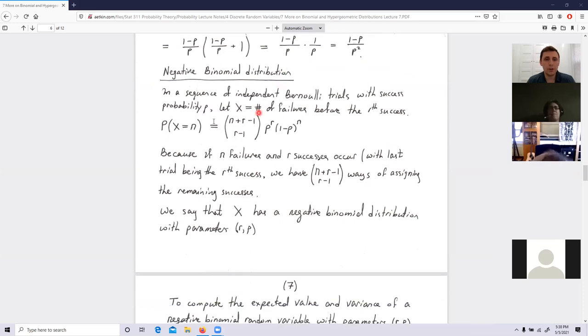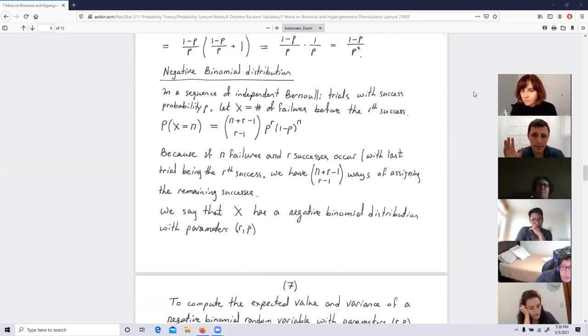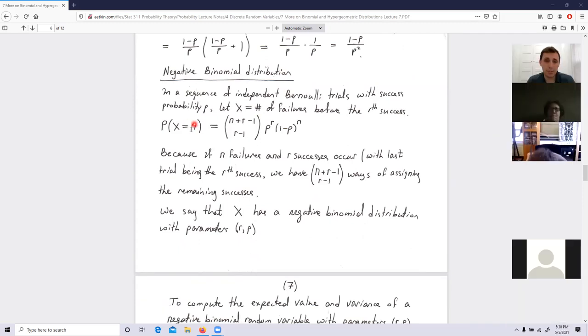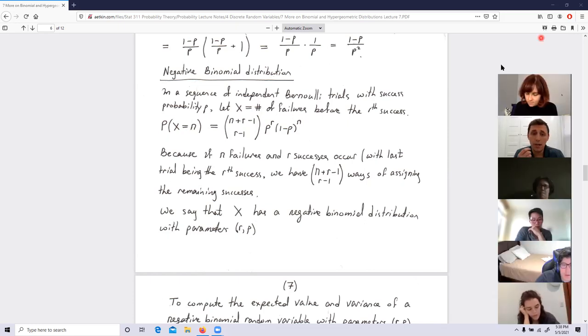So, of course, in the What Win Where game, it's over if you accrued 6 failures as well. But in this case, we can accrue as many failures as we like, but we go all the way until we reach our successes. And this formula, I hope you remember, is the probability mass function for X being equal to N. In other words, for gathering N failures.